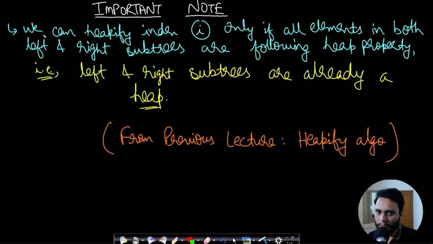Now one thing to note here is we can heapify index i only if all the elements in both the left and the right subtrees are following the heap property. That is, the left and the right subtrees must already be a heap. So this I have already explained in the previous lecture. The link for that will be present in the description below.